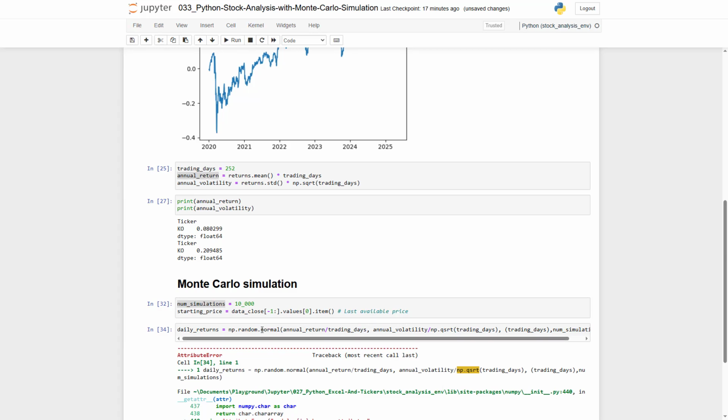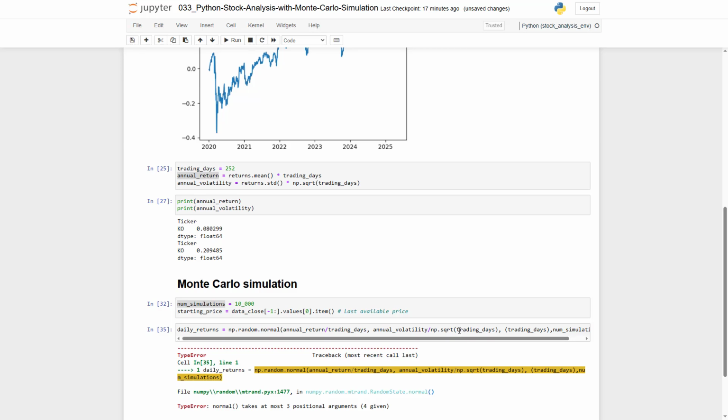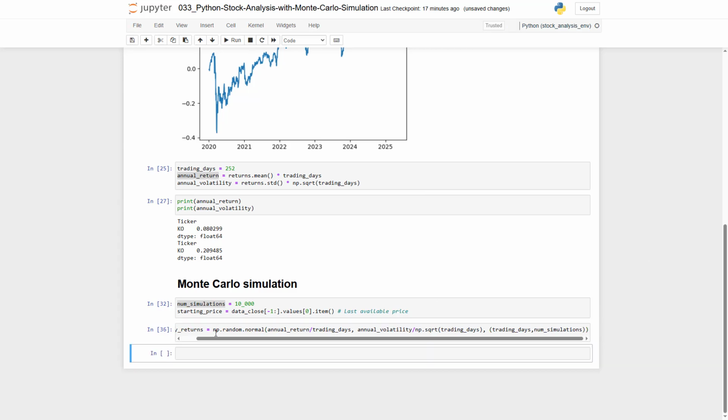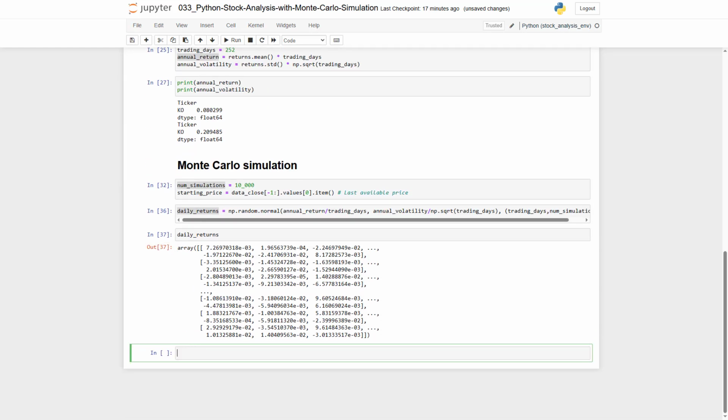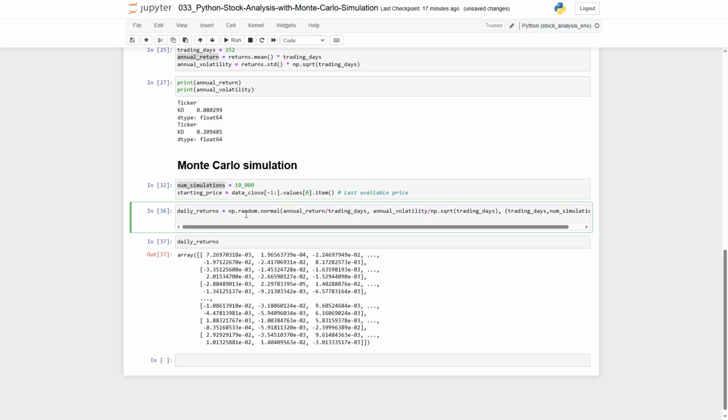Let's take a look. Annual return divided by trading days for sure. Annual volatility divided by np.sqrt trading days. Then trading days, we'll remove this, simulations, and everything should be okay. So the daily returns look like this, not that bad, could be useful, and it's actually the correct one. This is data.